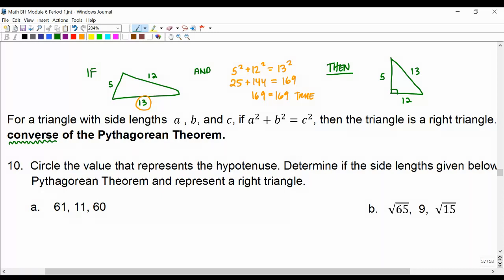So that's the converse of the Pythagorean theorem. If we take the side lengths, plug them into the Pythagorean theorem, and it works, then we can determine that it is a right triangle.